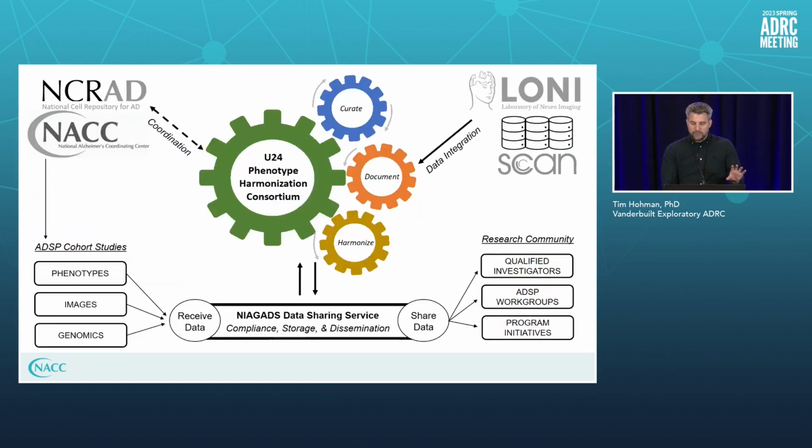So let me tell you a little bit about the Alzheimer's Disease Sequencing Project Phenotype Harmonization Consortium and how NACC has in particular contributed to this. The goal of this effort is to take data from more than 50 cohort studies that are in the Alzheimer's Disease Sequencing Project, to curate that data, to document the way that data was collected, to harmonize it, and then to make all of that available in the resource you heard about yesterday, NIAGADS, the data sharing service for genomics data at the NIA.